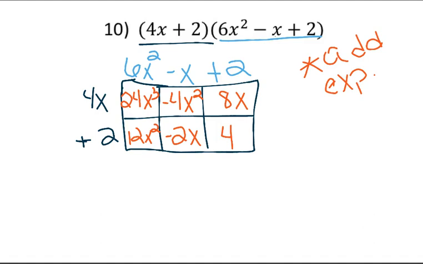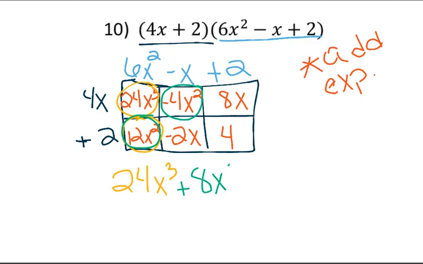To write out our answer, we are going to combine any like terms that are in our box, starting with the biggest exponent. So my biggest exponent here is 24x cubed. There is nothing to combine it with, so I'm just going to write it down. My next biggest exponent is 12x squared. I'll do this in green. And I can combine it with this negative 4x squared, so I'm going to add them up, which is going to be 8x squared, combining like terms again.